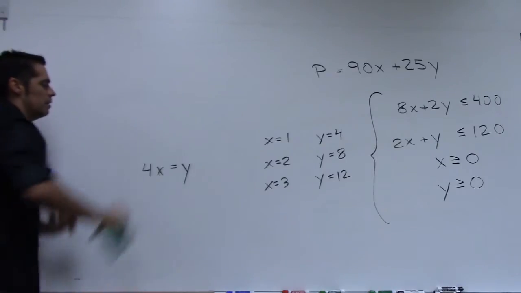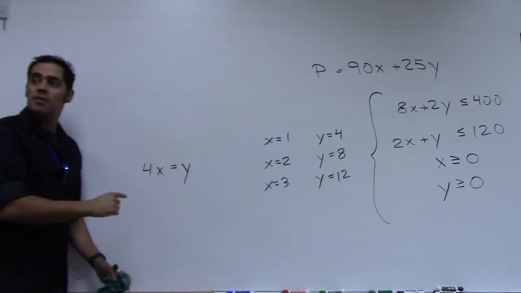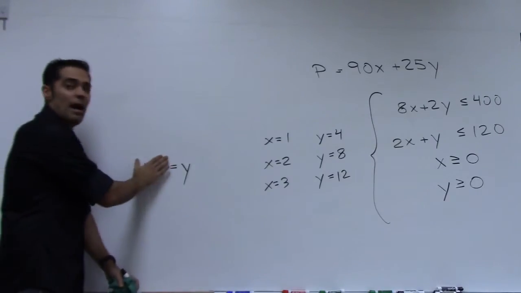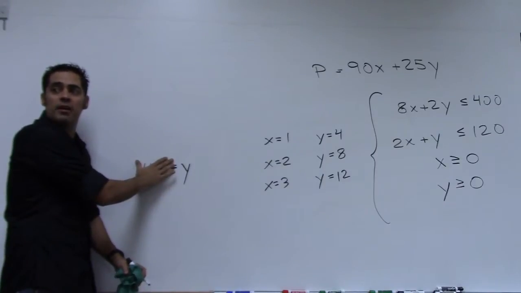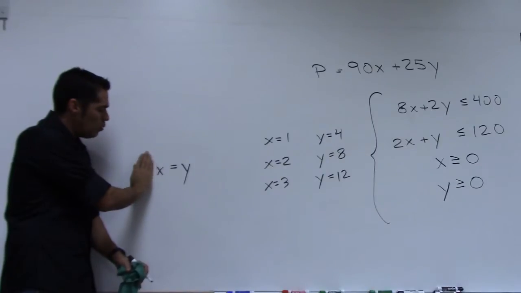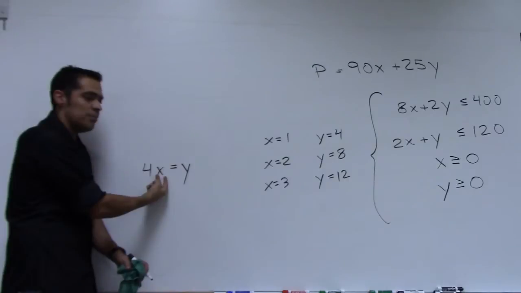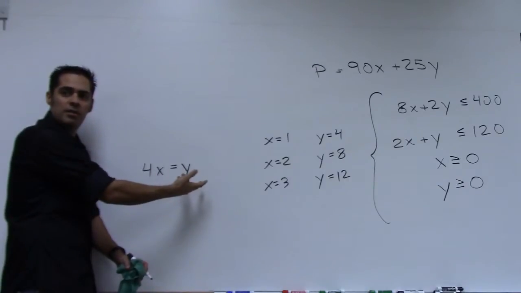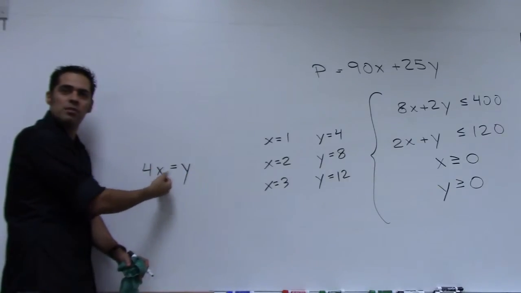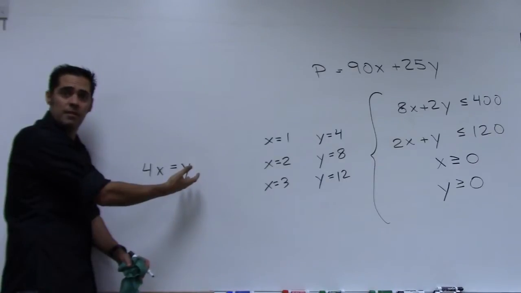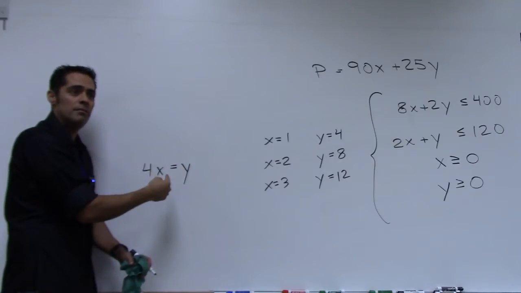Okay, look at this right here. What is y? The number of chairs. You want to always make 4 chairs for every table. So if I make one table, 1 times 4 would be 4 chairs. If I make 2 tables, 4 times 2 would be 8 chairs. Make 3 tables, 4 times 3 would be 12 chairs. Understand? I need this to be an inequality, though.